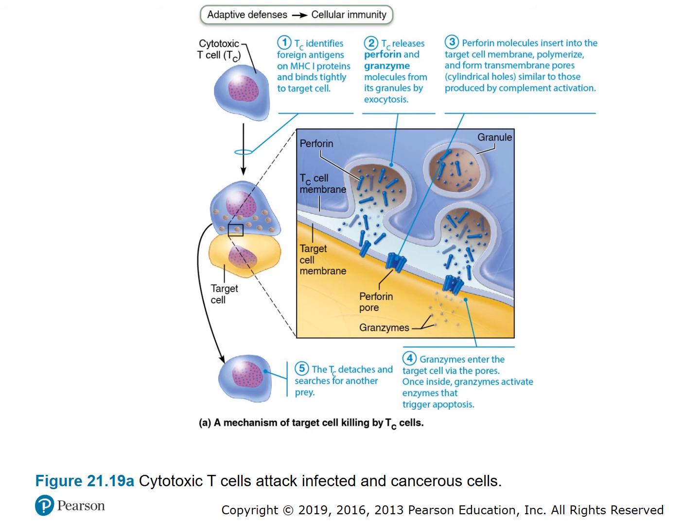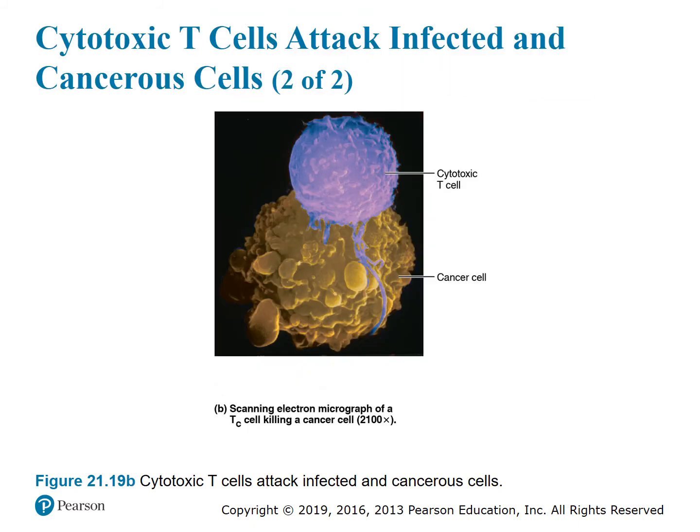The granzymes enter the target cell via the pores. Once inside, the granzymes activate enzymes that trigger apoptosis. And in step 5, the TC detaches and searches for another prey. Figure 21.19b shows a cytotoxic T cell that attacks an infected and cancerous cell.